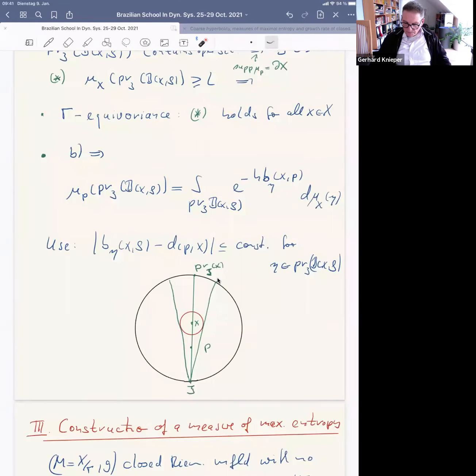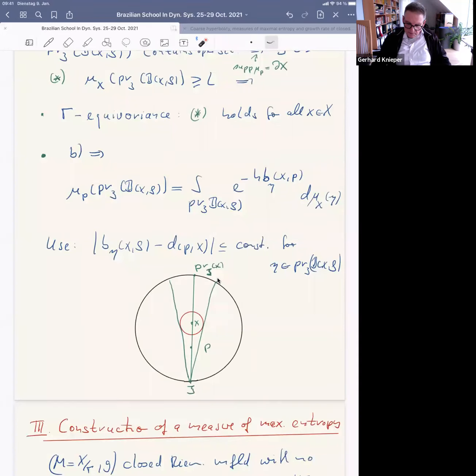Okay, so you have this Busemann function here. And now you want to replace the Busemann function somehow by a distance function. And if you think of the set which you obtain as a projection, then it looks more or less like in this picture here. So if you take eta, you have to integrate over all etas, but if you take eta, basically the center of the ball, which is a projection from x somehow to infinity, then the Busemann function will be exactly the distance from p to x, from here to here.